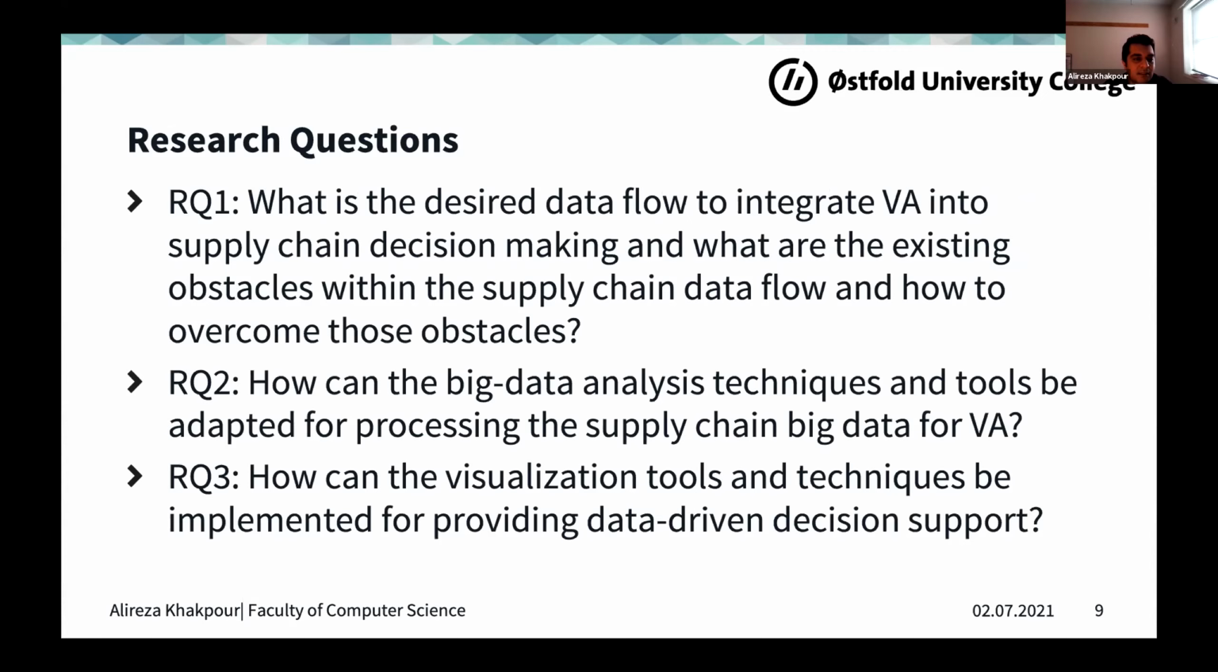Based on these, we have formulated our research questions. The first research question is, what is the desired data flow to integrate visual analytics into supply chain decision-making? And what are the existing obstacles within this flow and how can we overcome those obstacles? Second is, how can big data analysis techniques and tools be adapted for processing supply chain big data for visual analytics, and how can visualization tools and techniques be implemented for providing data-driven decision support?